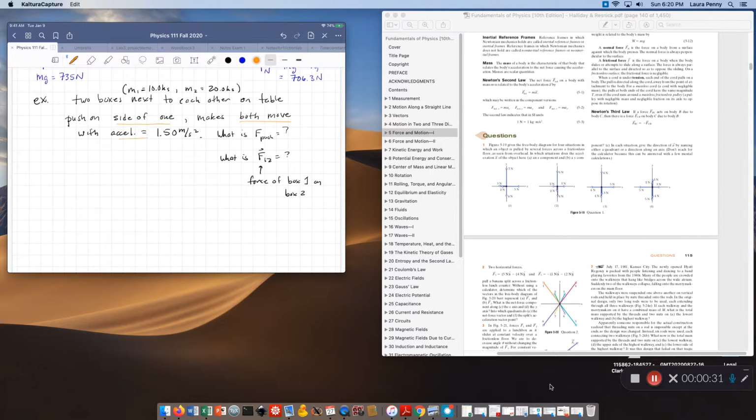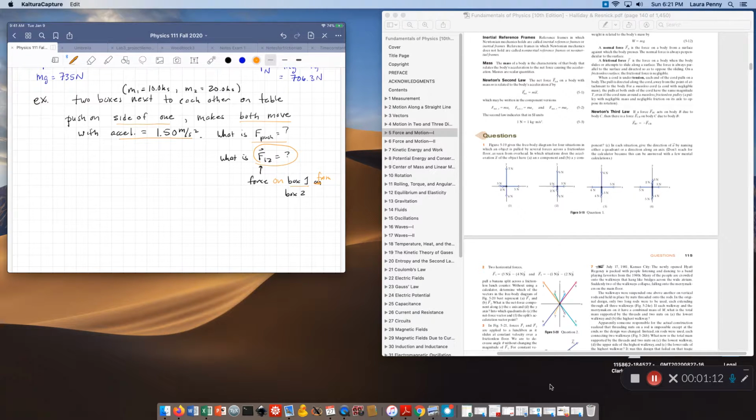And they're both going to move with an acceleration, and I'm telling you what the acceleration is. It's 1.5 meters per second squared. And I want to know what is the amount of the pushing force. And I also want to know what is F12. What's the force on box 1 from box 2? Right? Because they're right next to each other. So that means that they're going to have a force. What's the interaction force between the two of them?